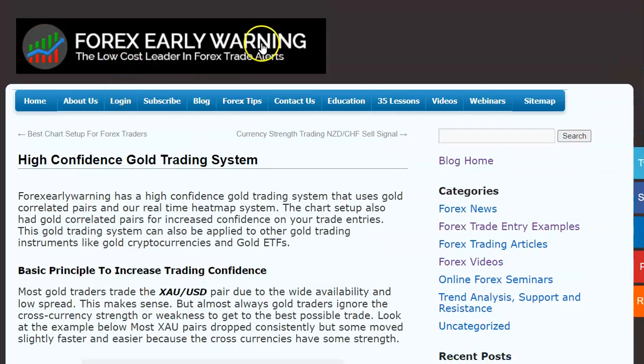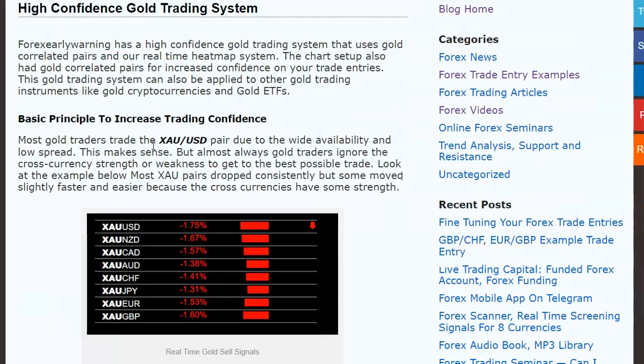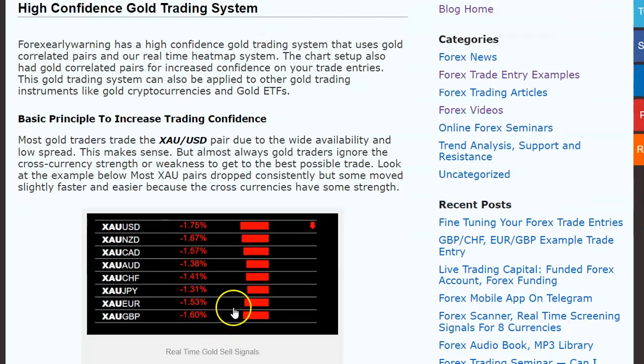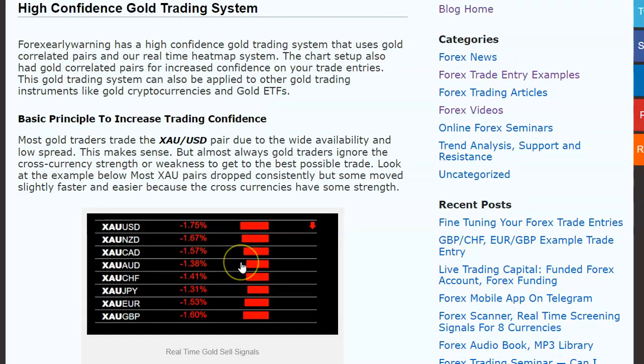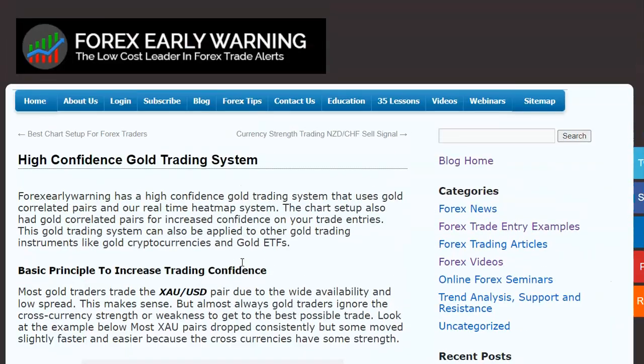So the Forex Early Warning trading system is built on trading 8 currencies and 28 pairs, Forex pairs. But now with the addition of gold, we feel like we can get you an extra 7 to 10 trades per month. And they'll all be trades that really rock. I mean, really, really, really volatile, strong movements with the correlated pairs verification and really the best charting system for gold I've ever seen. So this is our high confidence, statistical high confidence gold trading system from ForexEarlywarning.com.